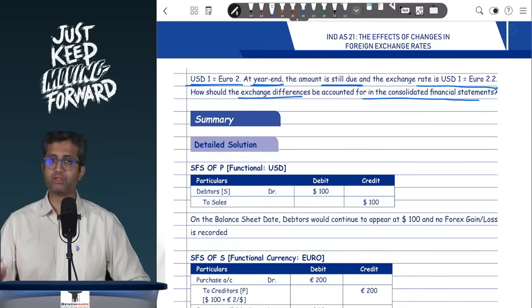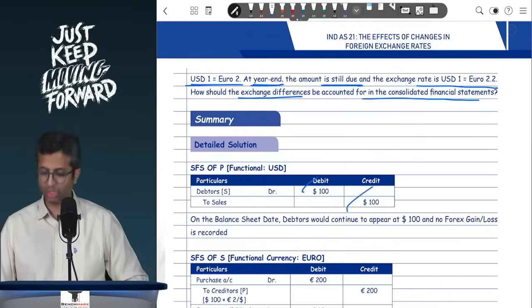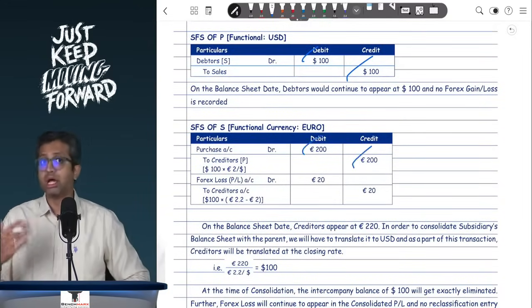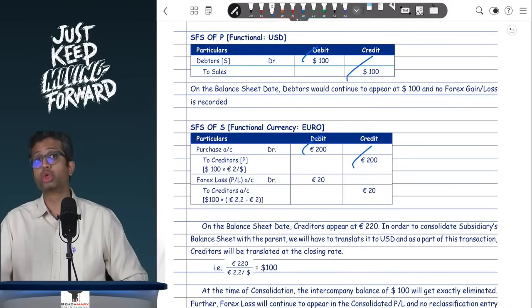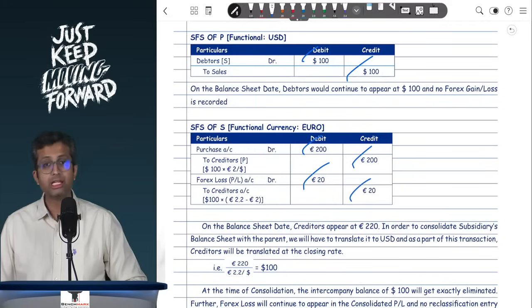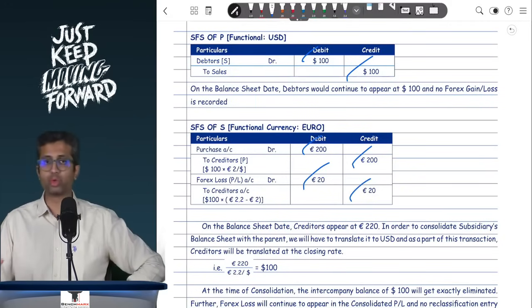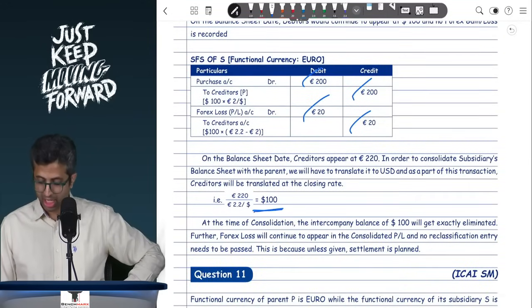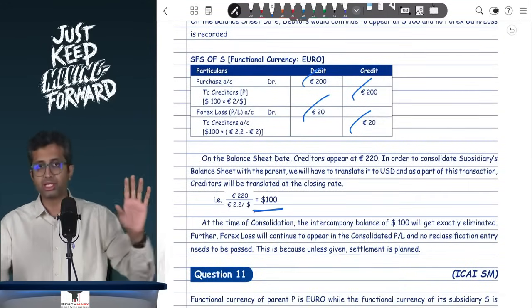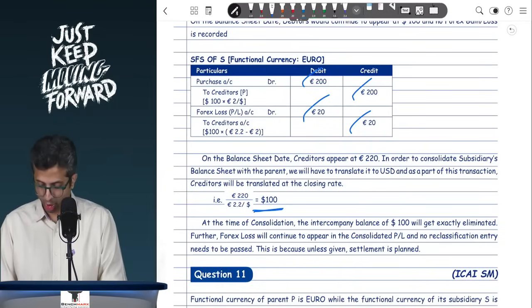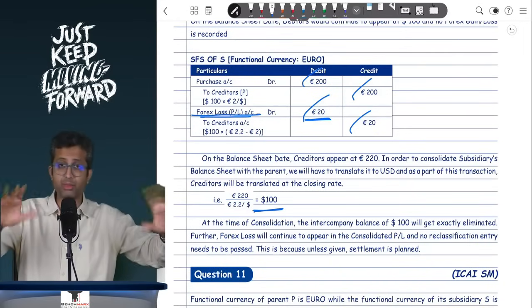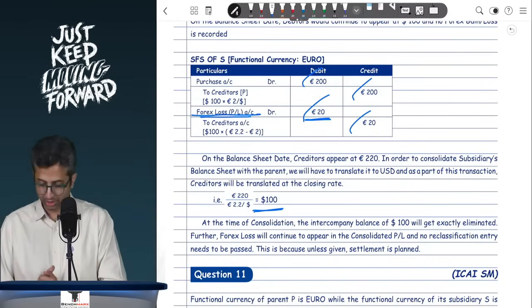Now in the books of the parent, I will just say debtor account debit to sales. This is in my own currency, no remeasurement. But in the books of the subsidiary, it will be purchase account debit to creditors at 200 euros because that is the currency. Now at the end of the year, the subsidiary has to pay $100, which is now worth 220 euros, and hence there's a forex loss of 20 euros to be recorded. Now these creditors of 220 euros will be translated back at the closing rate. So 220 euros divided by 2.2 will come to $100. And this $100 of payable and $100 of receivables will be eliminated. However, this loss of 20 will still continue to appear because my debtors and creditors are eliminated, but this loss of 20 will still continue to appear.